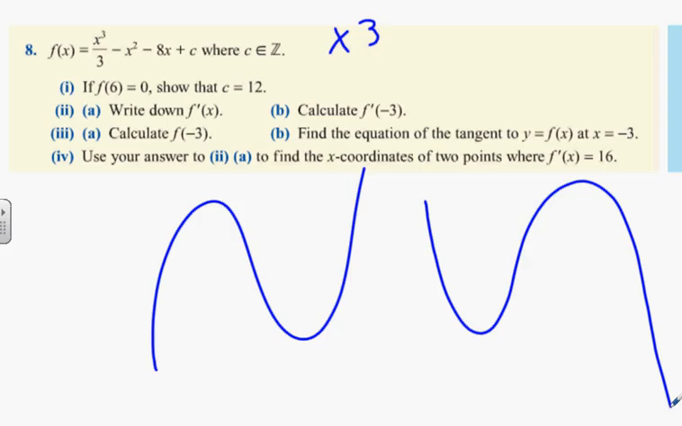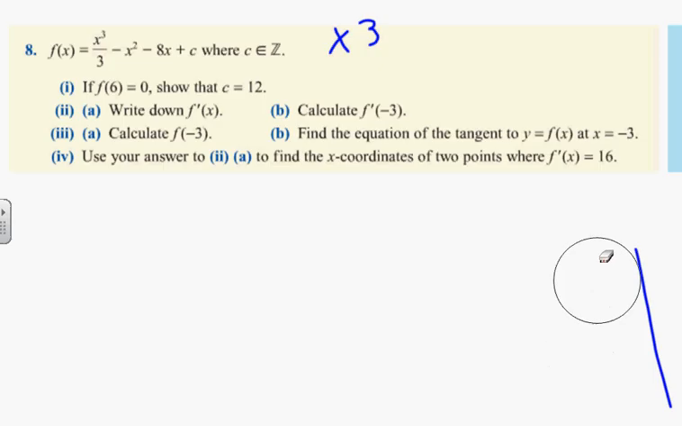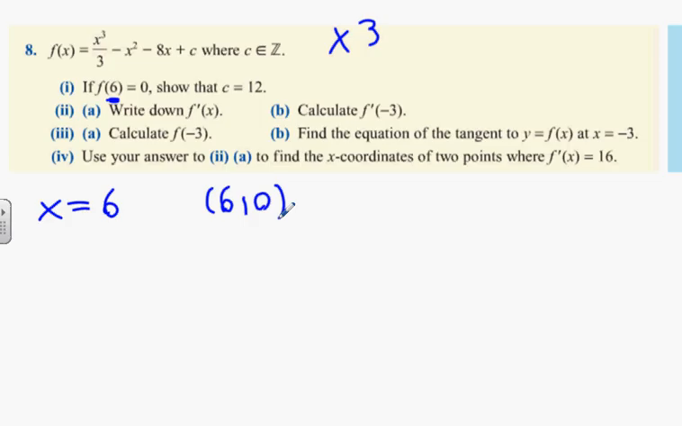Okay? Now, what does it say in part 1? f(6) equals 0. Now, perfect. What letter did the 6 replace? X. When x equals 6, what's the y value then? 0. When the input is 6, the output is 0. This means the point (6, 0) is on the curve.